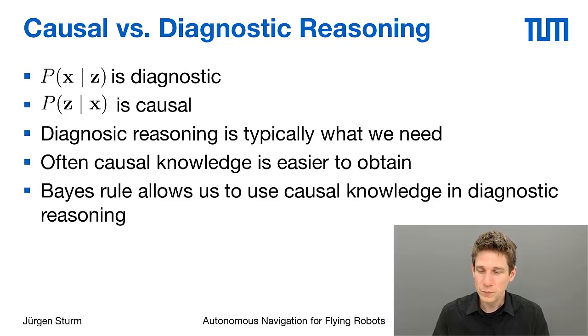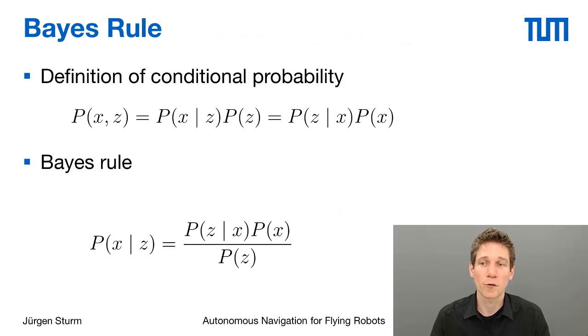But the problem is that diagnostic models are typically very hard to specify, and in contrast, causal models are much easier to construct, because for a causal probability distribution, you can just go from the world state and then make predictions on what the sensor is likely to report. And with Bayes' rule that we will introduce on the next slides, we can actually reverse, or we can use a causal model that's much easier to construct to actually do diagnostic inference.